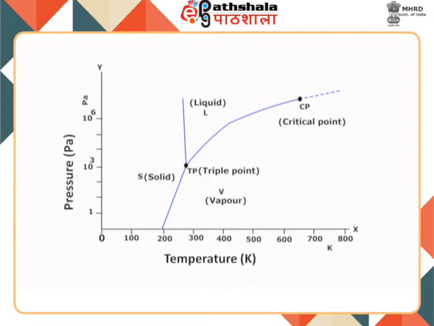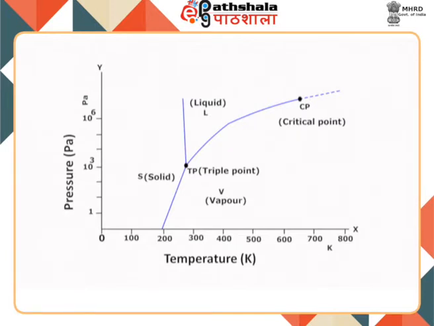The temperature and pressure at which solid, liquid, and gaseous water coexist in equilibrium with each other is called the triple point of water. And this point is used to define the units of temperature. The triple point of water is at a temperature of 273.16 Kelvin and at a pressure of 611.73 Pascals.